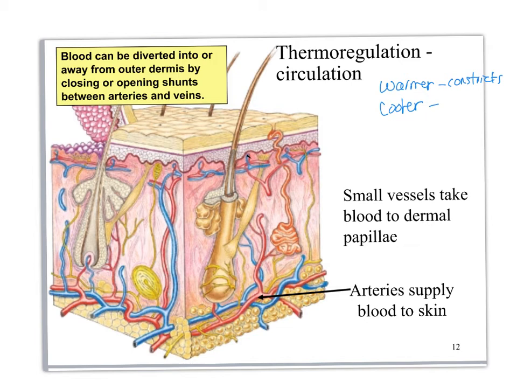On the other hand, if you are exercising and you get really hot, your blood vessels in your skin will dilate, which will take the blood away from your inner core to the surface where it can radiate out like a radiator. And that will let you disperse heat into the environment, helping to cool you off. Okay? So this is a pretty cool little mechanism.